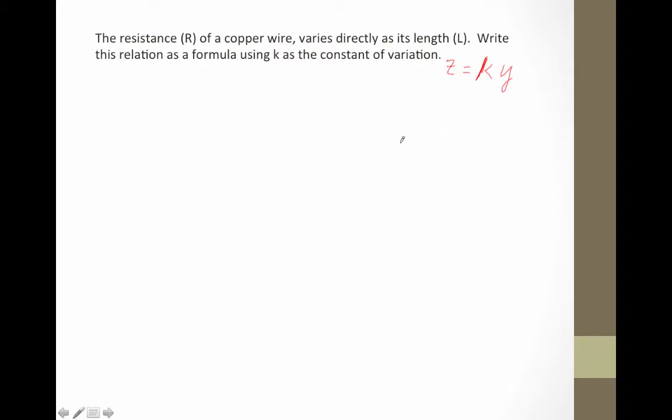So in this case, we have resistance R of a copper wire varies directly as L. Varies directly as means R equals K times. That's how that translates mathematically. And then L. And so there's the formula. R equals KL. In this case, we're not yet trying to solve for K because this is just a little review, so that's just how you set it up always to start with.